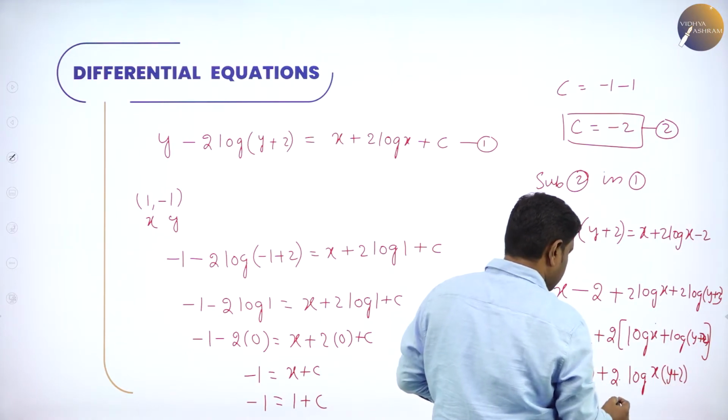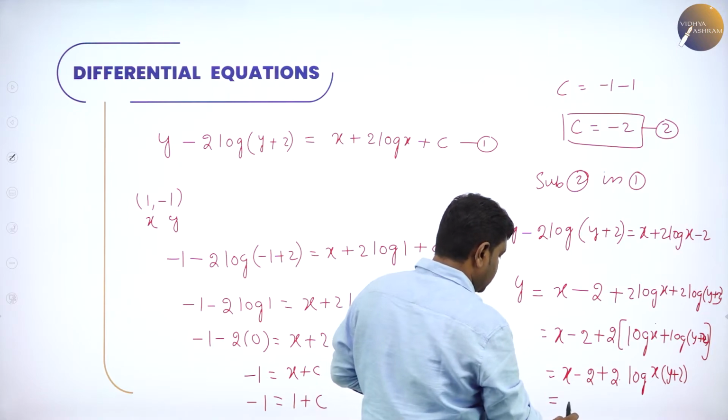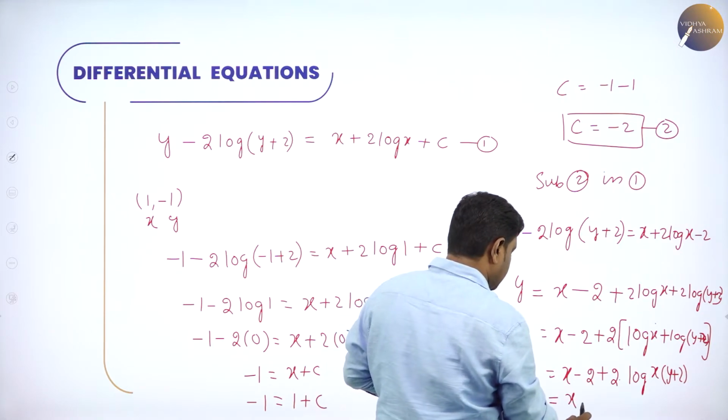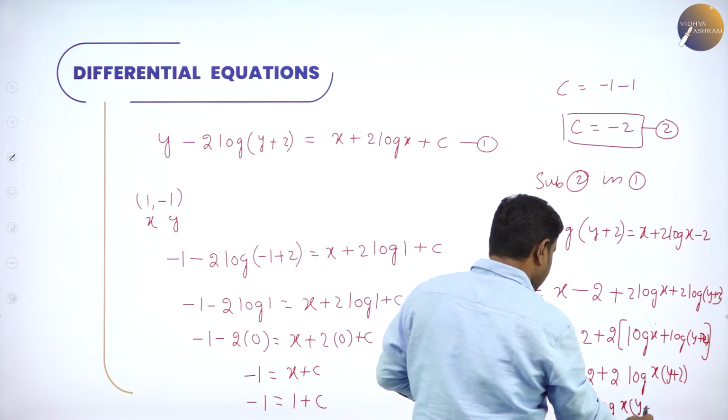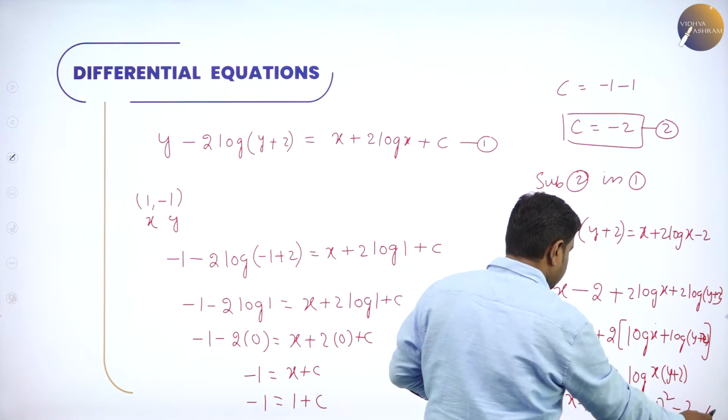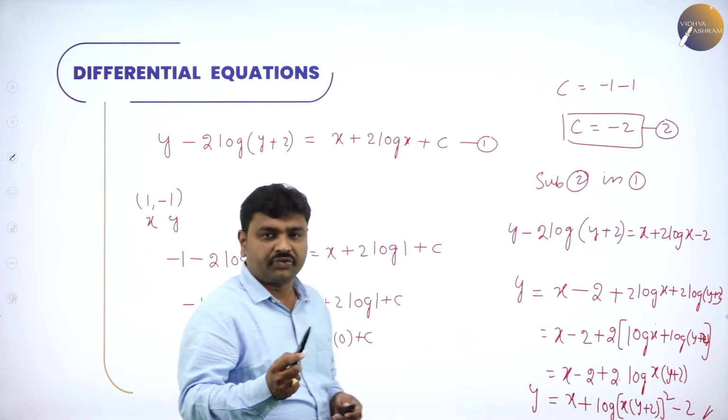So now this is y is equal to x plus log of x into y plus 2 the whole square minus 2. This is the end answer. I hope all of you got this.